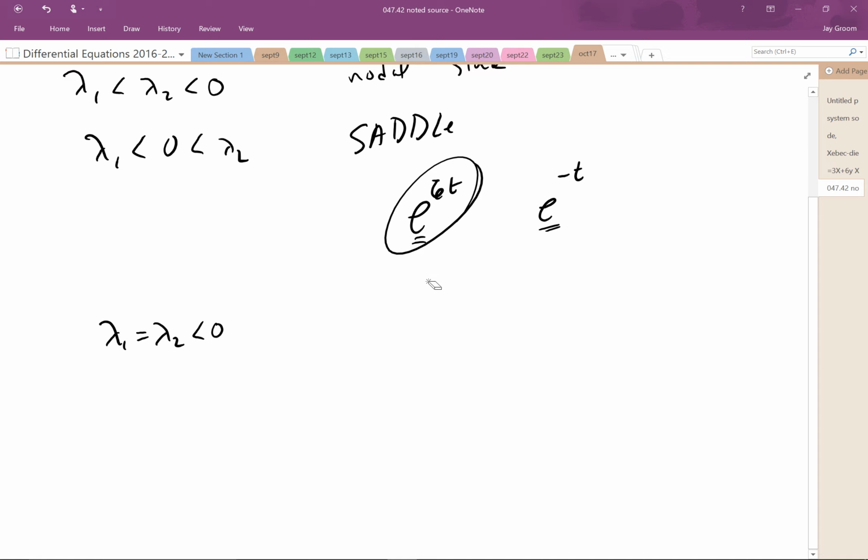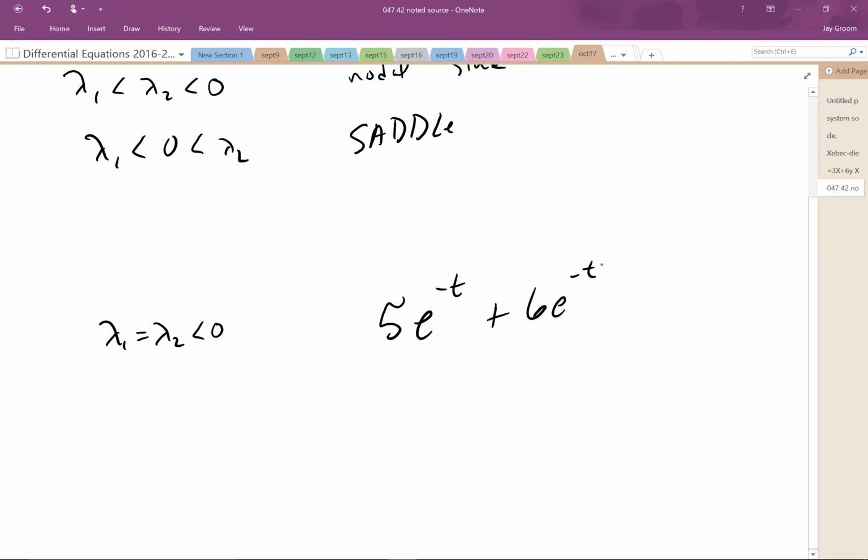So the idea is this. If they're the same, you'd end up with something like 5e to the negative t plus 6e to the negative t. Wait a minute. These are not linearly independent, because that is the same as this. That's weird. And so a rule that we're going to learn in the next few days is this.